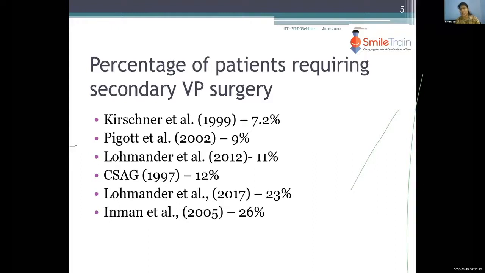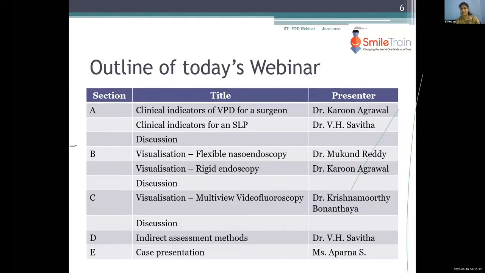So with this quick orientation, I will take you through the outline for today's webinar. To begin with, we will have Dr. Karun Agarwal talking to us about the clinical indicators of VPD for a surgeon. So what are the pointers during the assessment by a surgeon that help us suspect velopharyngeal dysfunction? Followed by that, I would be talking about the indicators for a speech-language pathologist. And then we would move into the direct assessment procedure.